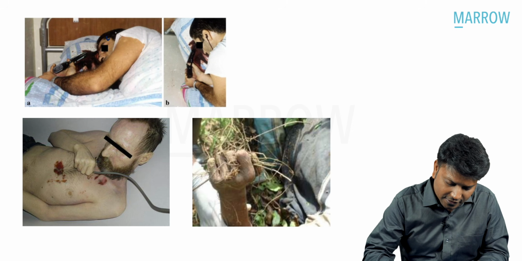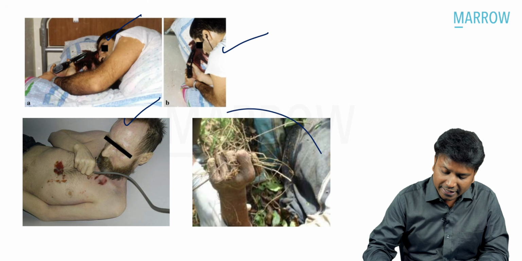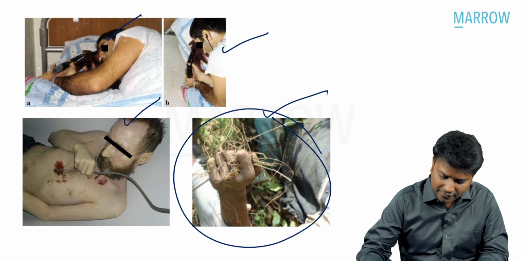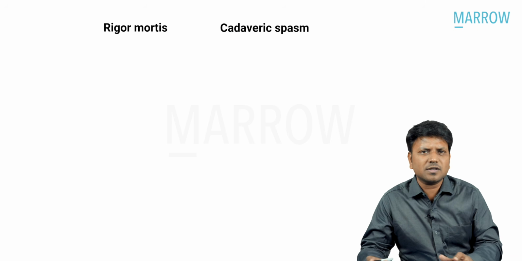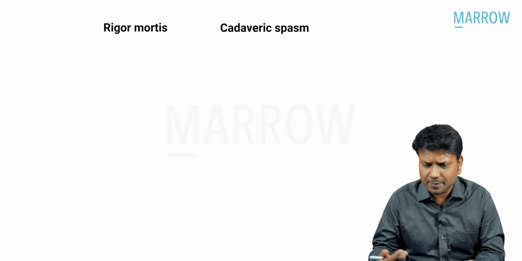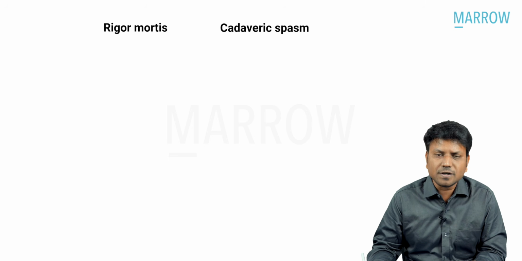Sometimes these are the conditions where you can see cadaveric spasm. You can see this is a gunshot wound, this is electrocution. Here you can see the drowning victim, which we have discussed in detail in the main videos. Now let's look at the differences between rigor mortis and cadaveric spasm. You will be able to differentiate when you know the concept.